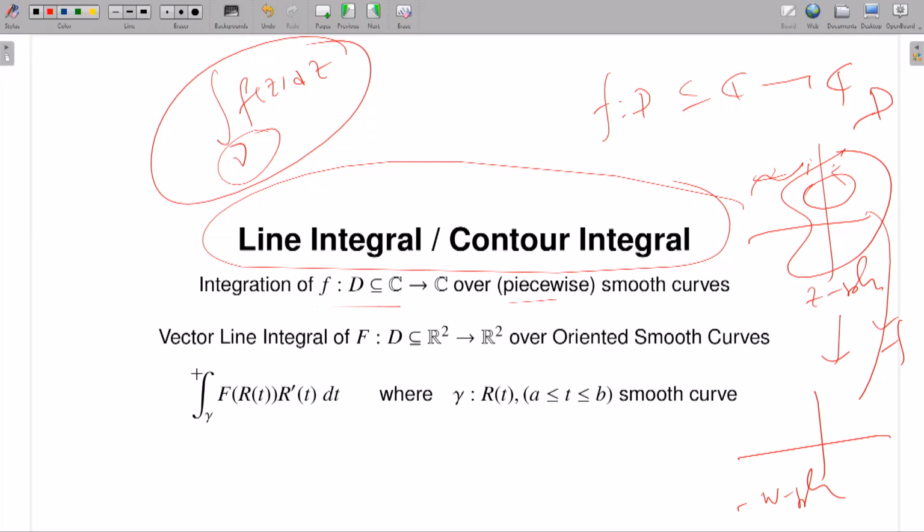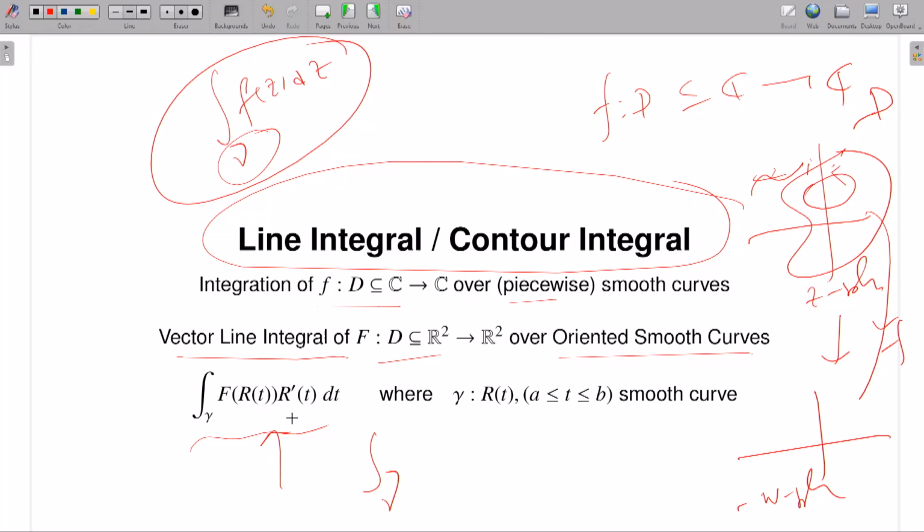Now just recall, if you are comfortable with multivariable calculus, you have done this kind of integration before, which is called the vector line integral. That means if I have a function f from some domain D, a subset of R2, to R2, over some oriented smooth curve, there are similar definitions there. This kind of notation you might have seen: integration over gamma, where gamma is some smooth curve sitting inside D. Then the meaning of this kind of thing.